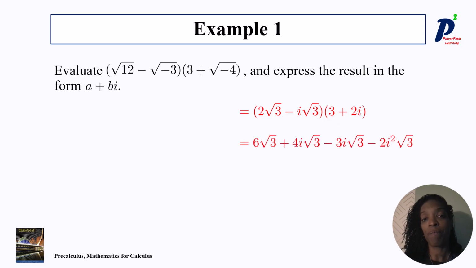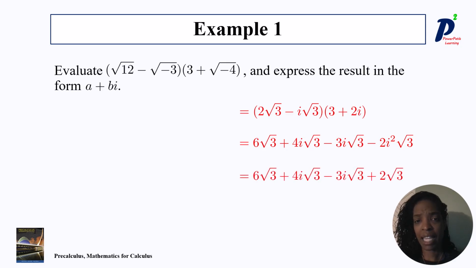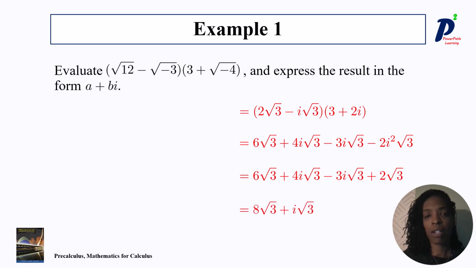Now I can FOIL. And I get this lovely expression, which just needs to be simplified a bit. That i squared is a negative 1, and I get 6 root 3 plus 4i root 3 minus 3i root 3 plus 2 root 3. Now remember, we're going to keep our real terms together and our imaginary terms together to get 8 root 3 plus i root 3.